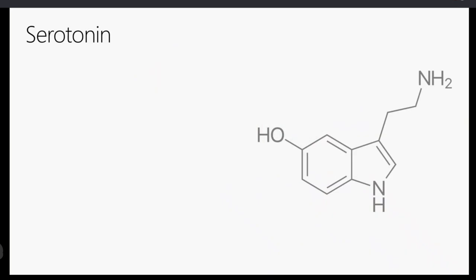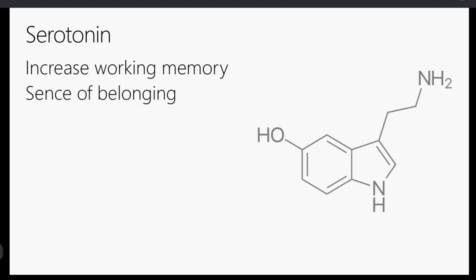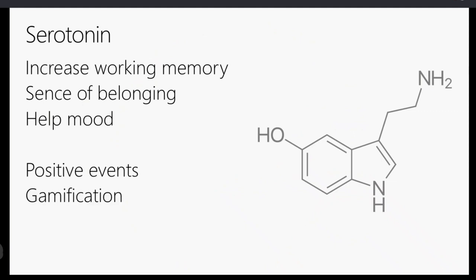Serotonin is the next one. It increases working memory as well. It will give our users a sense of belonging, and it will regulate mood. Our users will feel more emotionally stable, less anxious, more calm, and get more focus and be more energetic. And we can do this by adding positive events. And again, our friend gamification. A very simple example of this is perhaps a step tracker or a wizard.